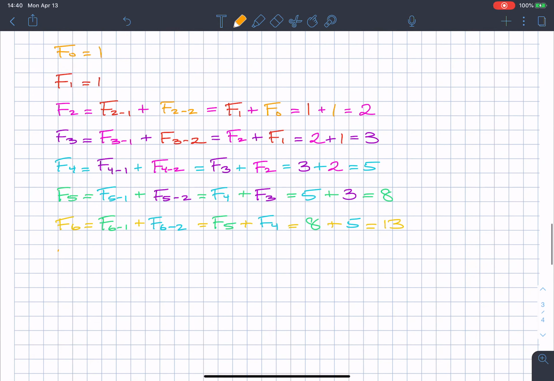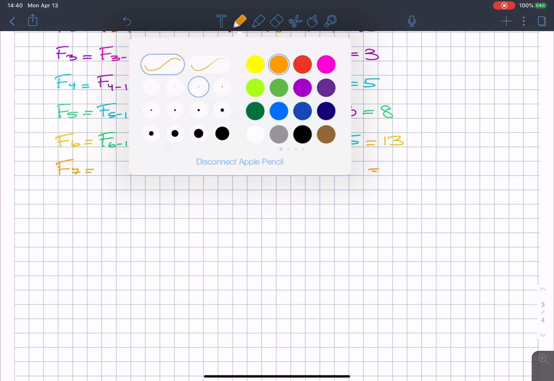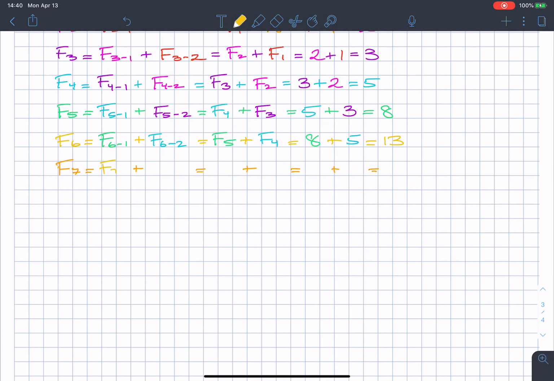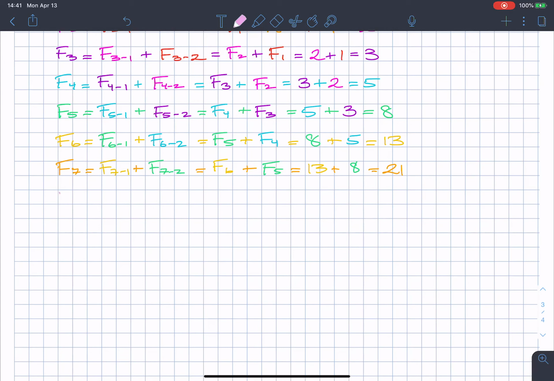So now, boy, I've already used that color, but that's okay. So f sub 7 will be f sub 7 minus 1, which is f sub 6, which we found to be 13, plus f sub 7 minus 2, which is f sub 5, which we found to be 8. Okay, so what is 8 and 13? That's 21. Okay, so finally f sub 8.